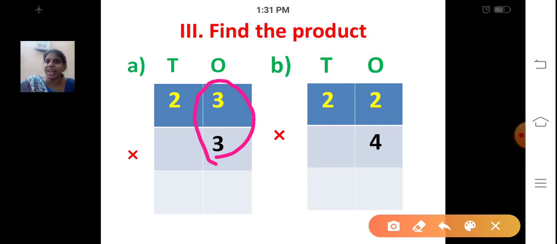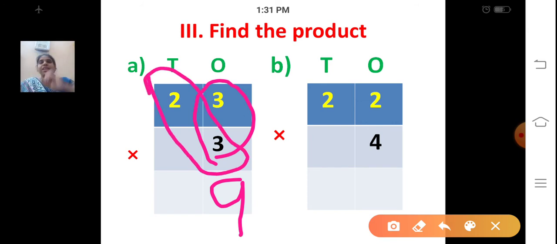So 3 threes are 9. Write down 3 threes are 9. Now, what is the second step? Multiply these two. 2 threes are 6. So, write down 69. 23 into 3. 3 threes are 9. 3 twos are 6. So, when you multiply 23 into 3, the answer is 69.